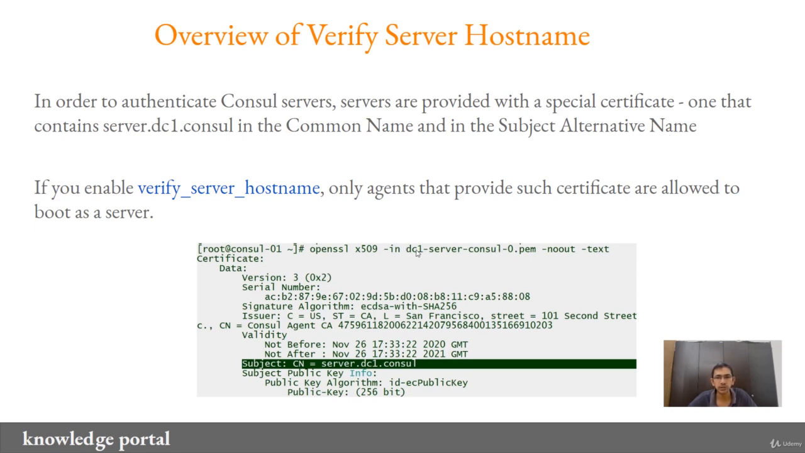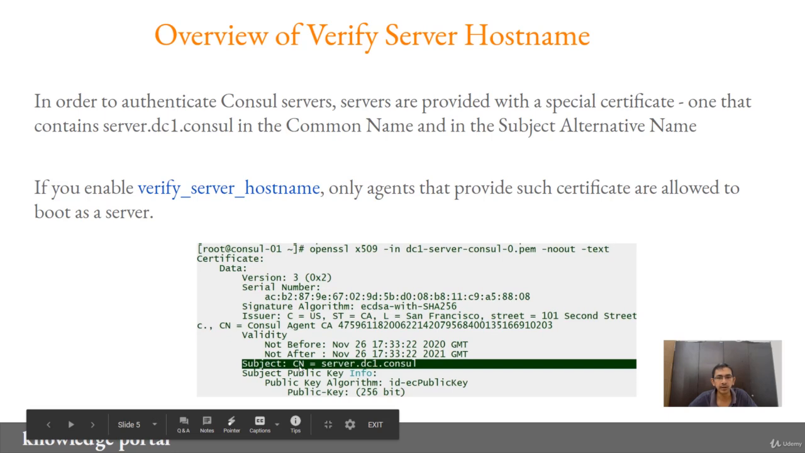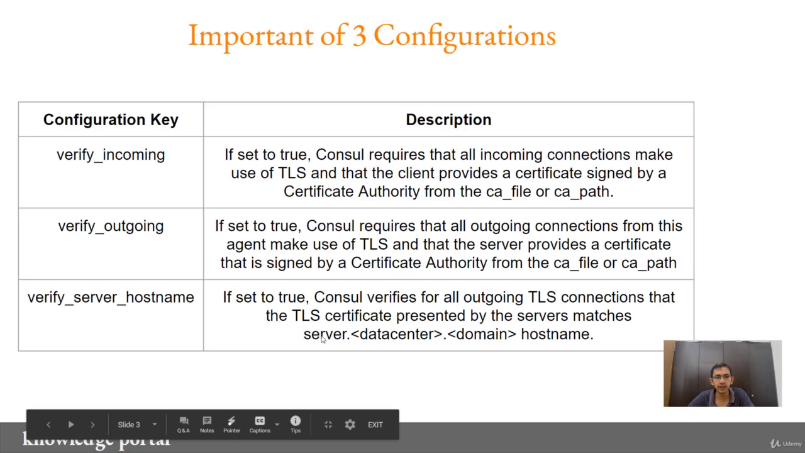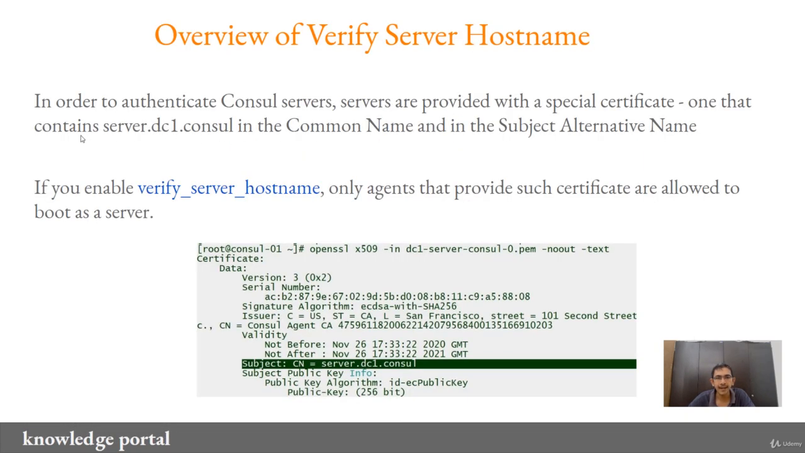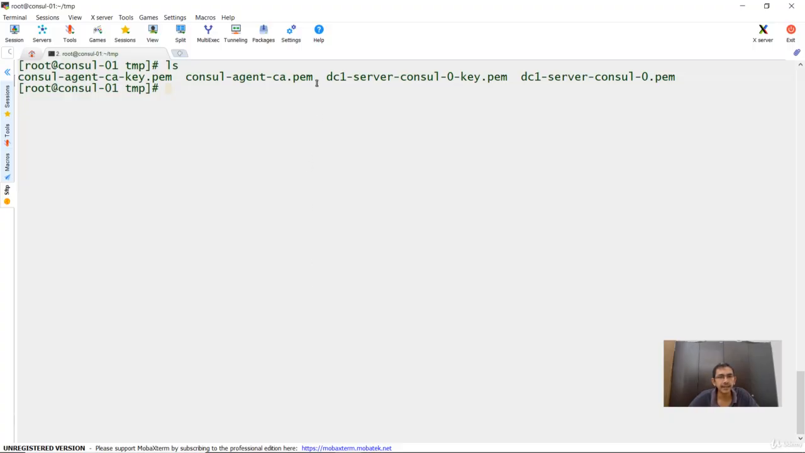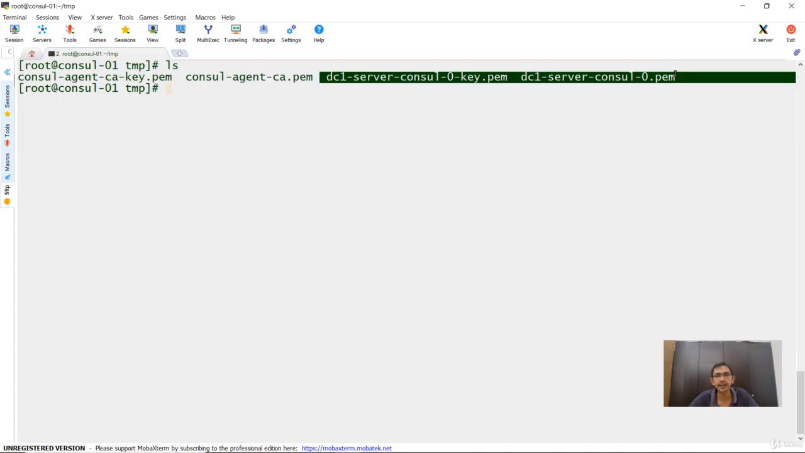If you look into the certificate file that was generated for the server, within the subject you have a common name which is server.dc1.consul. So you have server.datacenter, in this case dc1, then the domain. And this is part of both the common name and the subject alternate name. So if you enable this specific flag of verify_server_hostname, only agents that provide such certificates are allowed to boot as a server. Currently we have a CA key file and a CA file, and we also have a server certificate and a server key.